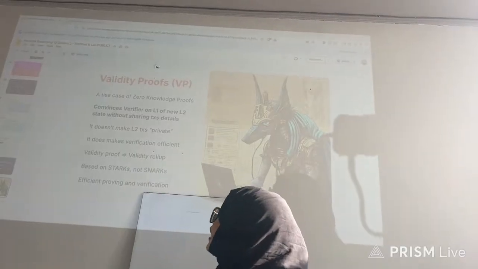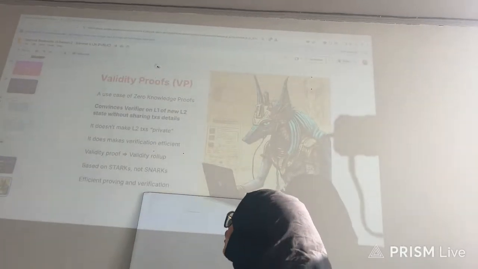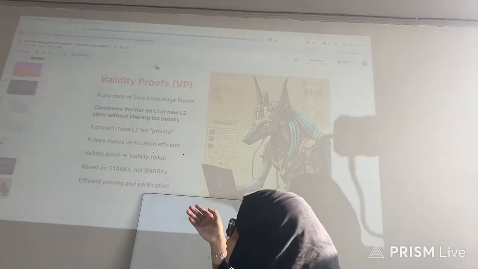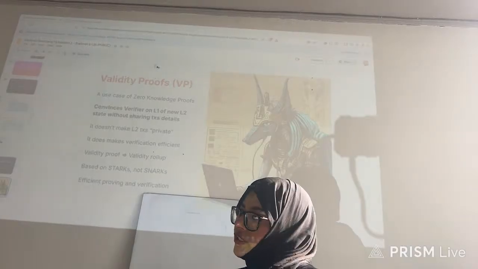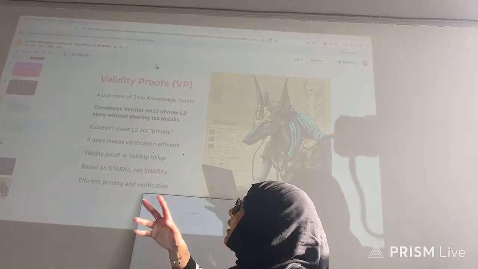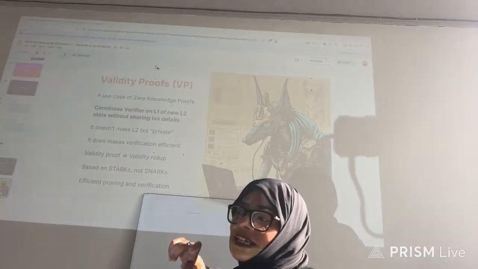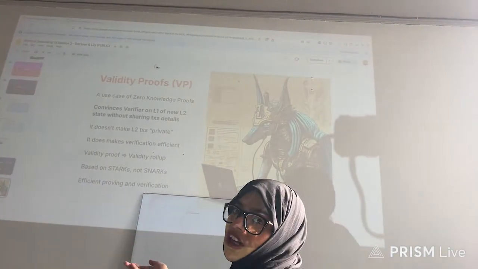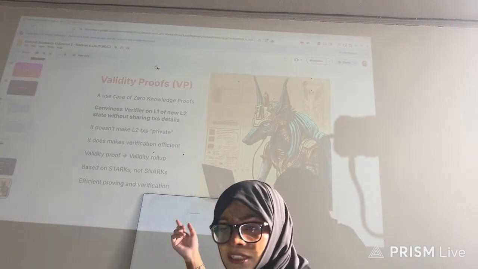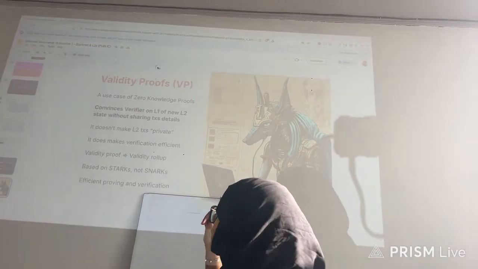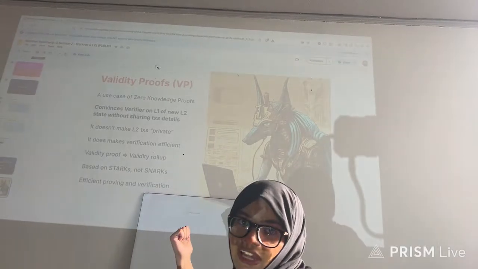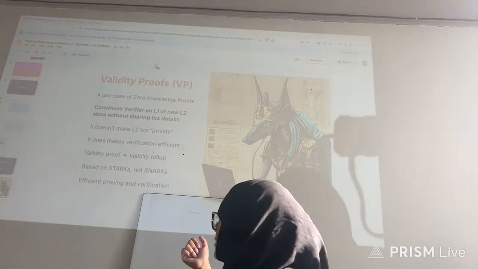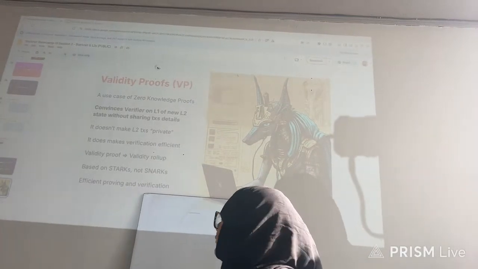Exactly. The validity proof is just a use case of ZK, and it convinces the verifier on L1 that the new L2 state they're talking about is real and the truth, without sharing any transaction details. One thing to note: it does not make L2 transactions private, it's just not giving out that information to L1. It does make verification more efficient. The validity proofs we're talking about are based on Starks and not Snarks, and we're going to look into what Starks and Snarks are. It's efficient for proving and verification.